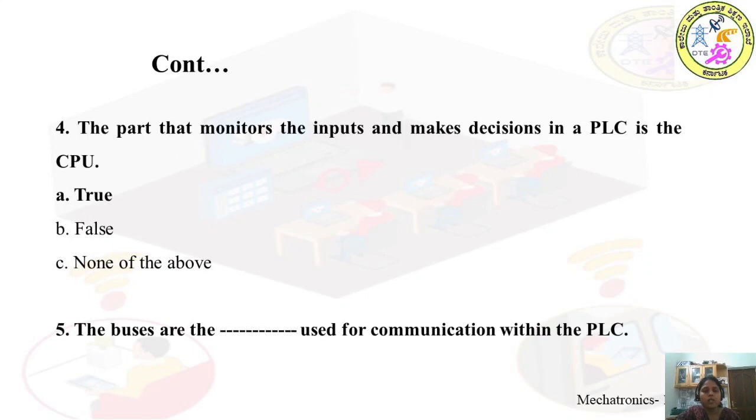The part that monitors the inputs and makes decisions in the PLC is the CPU. True, false, none of the above. It monitors the input and makes decisions in the PLC. It is true. It is done by the CPU. Next, the buses are the dash used for communication within the PLC. The buses are the paths used for communication within the PLC. The communication is done between all the components by using the buses. Understood?